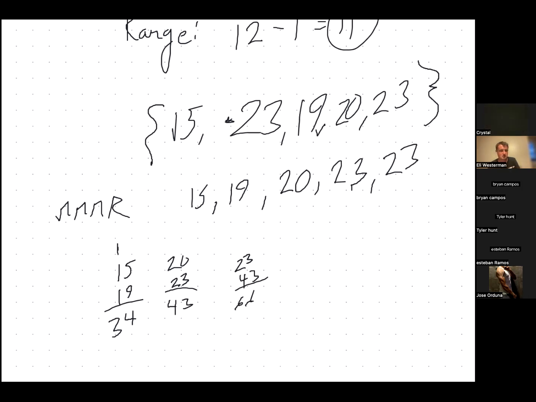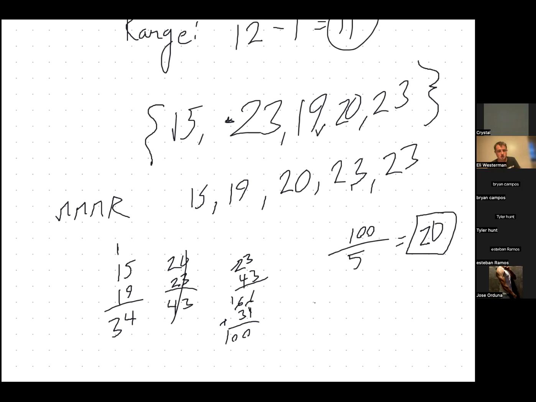We've taken care of that. Now let's do 34 plus 66 is 100. So 100, and there are 1, 2, 3, 4, 5. So 100 divided by 5 is 20. So the mean is 20. The median is 20 as well.